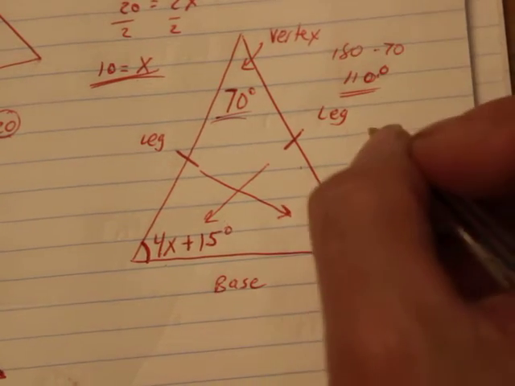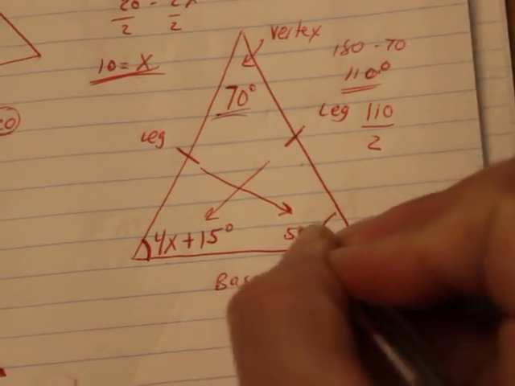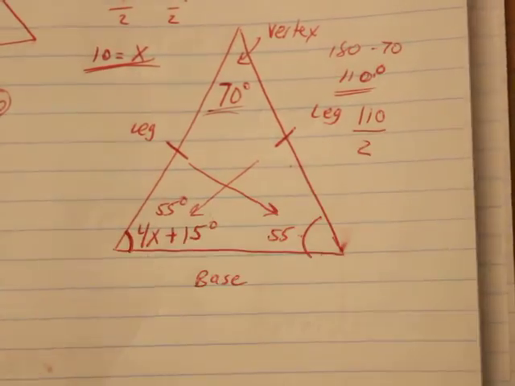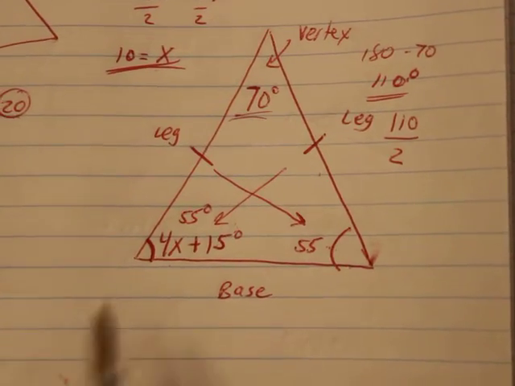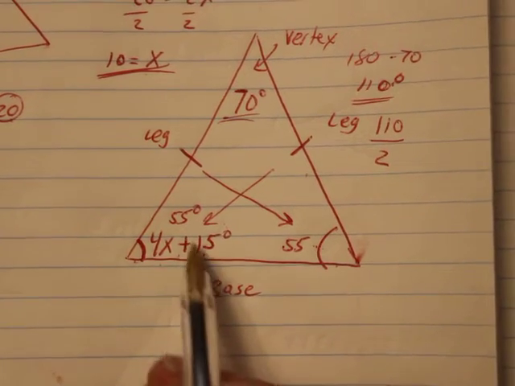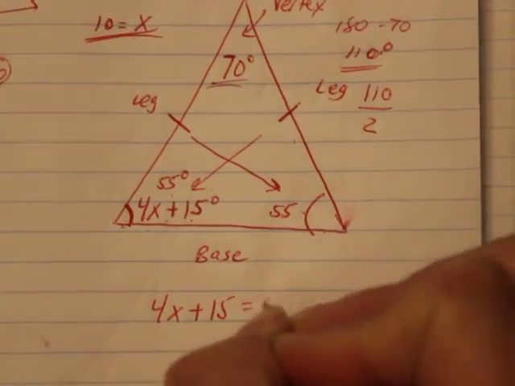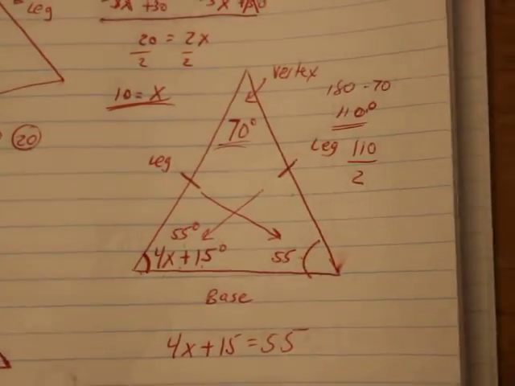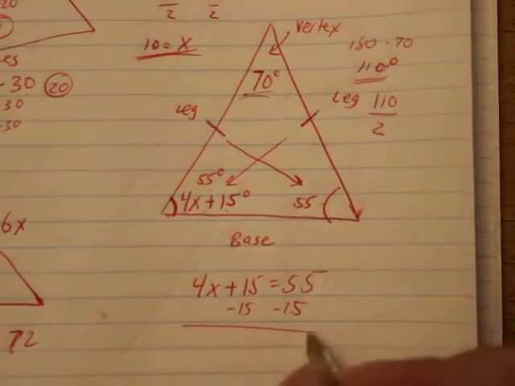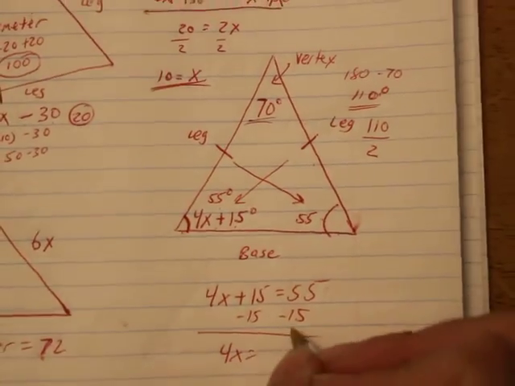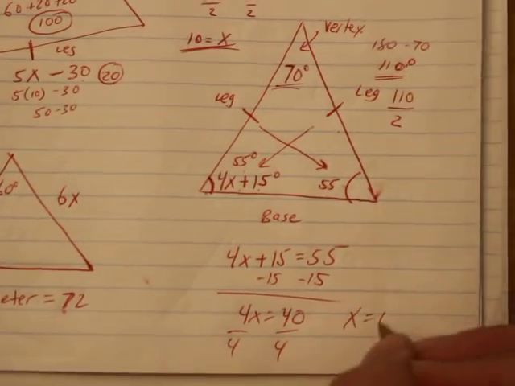So what should I do with that? 110 divided by 2 is 55. So each of these angles have to be 55. Now, how do I use that information to solve for x? Well, if I know this angle is 4x plus 15 and it's supposed to equal 55, I just set up an equation. 4x plus 15 equals 55. And then we just solved that two-step equation. Subtract 15 from both sides. I get 4x is equal to 40. Divide by 4, x equals 10.